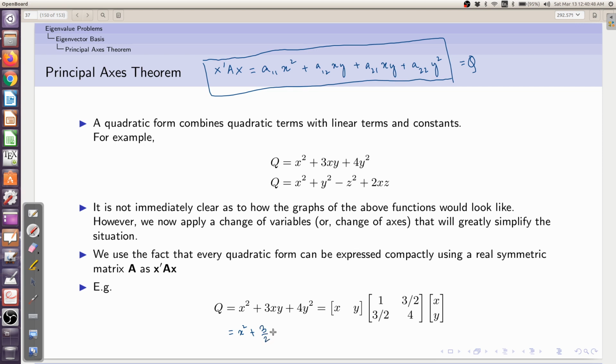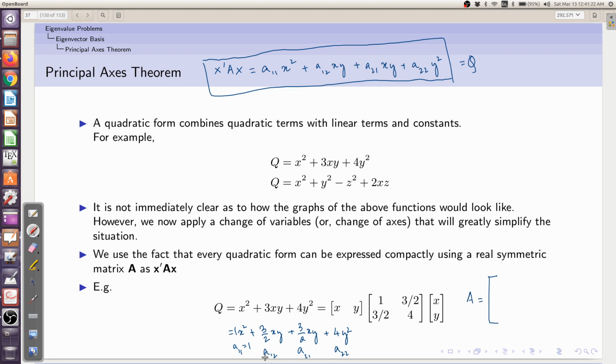So we have 3/2 xy plus again 3/2 xy. So 3/2 plus 3/2 is going to give me 3xy plus 4y squared. Now if you compare this with this, you immediately see that a11 is equal to 1, because there is a 1 here, a12 is 3/2, a21 is also 3/2, and a22 is 4. So you can just build the matrix A.